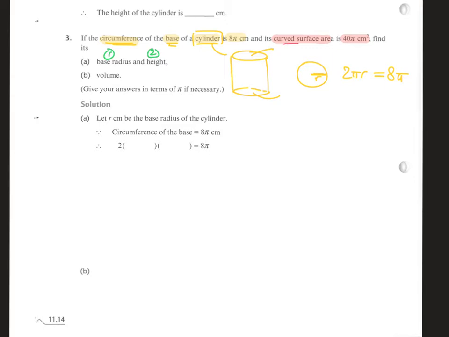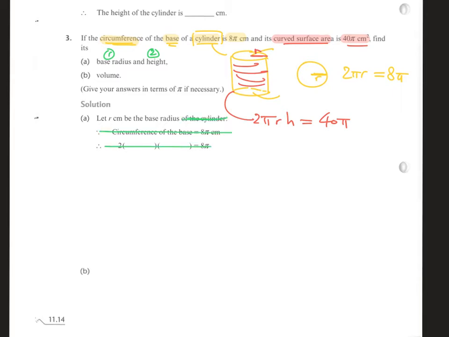The second part will be curved surface area. So you know the curved surface area here. The formula, if you remember, is 2 pi rh, where r is the radius, which we haven't found yet. h, again, we don't know, but we know that it is 40 pi, so that's another hint, the second hint. Now let's start. Part A, first of all, we let R be the radius.